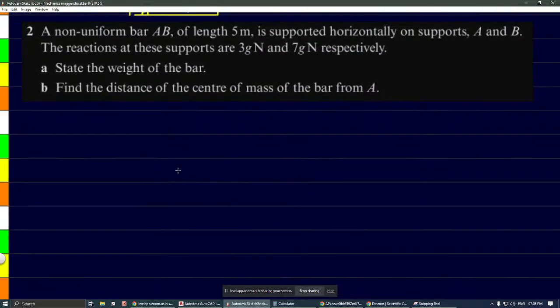Non-uniform rod AB, again 5 meters, supported horizontally at supports A and B. Reactions in the supports are 3g and 7g. So this time the reactions have been given to us.